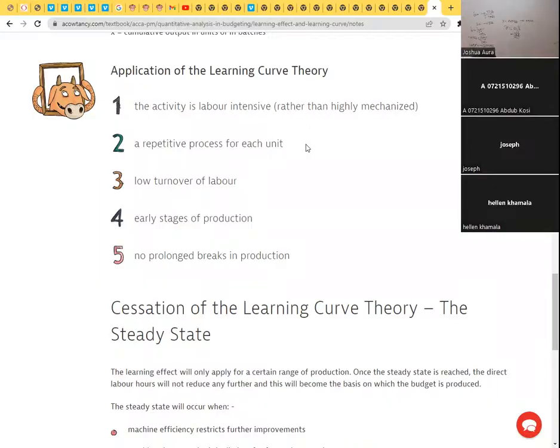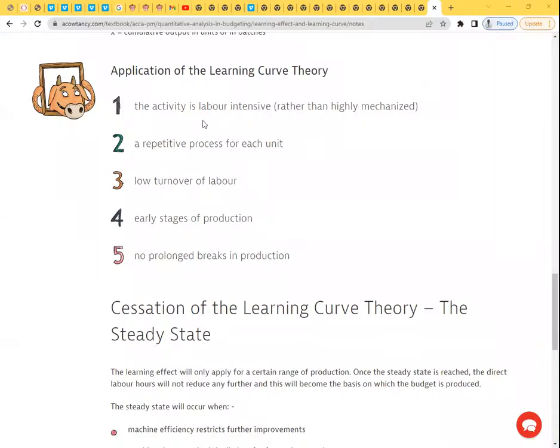So when do we get to apply these learning curves? Number one, if the activity is labor intensive. Remember, if it's machines that are producing, machines will always tend to have a constant production time. If a human being does it manually, this work can have a learning curve from unit number 1 to unit number 2. The subsequent units will always take a shorter time because of the experience. So the activity has to be a manual activity or labor intensive.